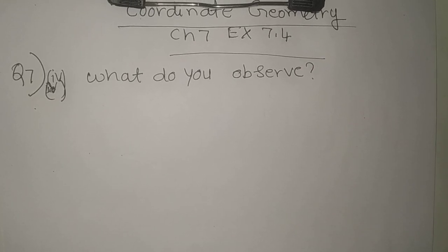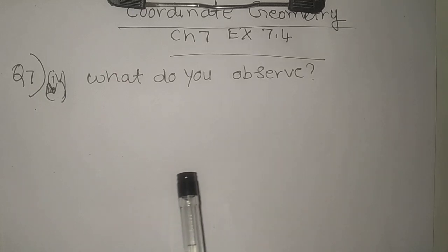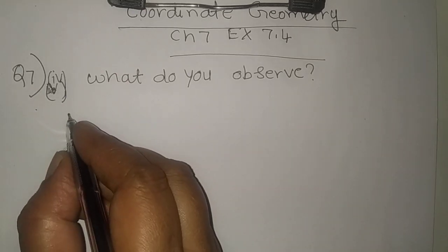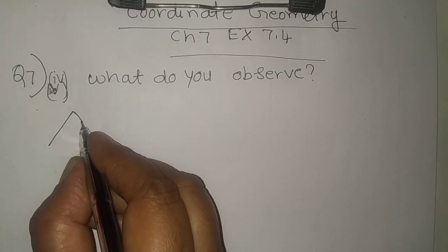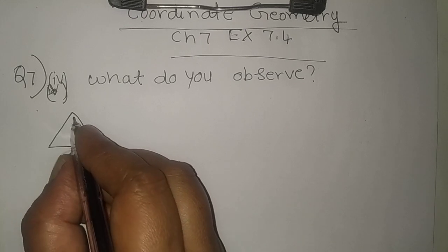Welcome back, students. In this class we continue coordinate geometry, chapter 7, exercise 7.4, question 7. In question 7 we have the fourth problem, what you observe. So, what we observe means, this was the triangle. I'm just writing the previous problem.